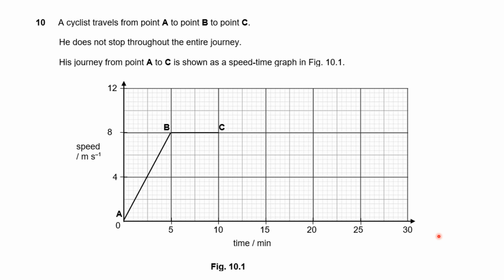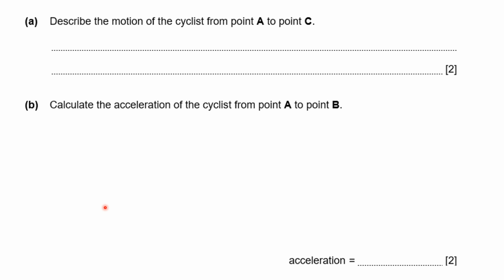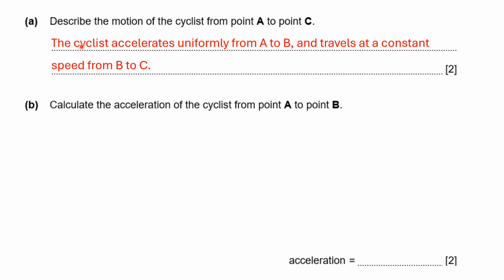Now let's move on to question 10. A cyclist travels from point A to B to C. He doesn't stop through the journey, and you have a speed time graph here. Part A asks to describe the motion of the cyclist from A to C. So how do we describe the motion of the cyclist? We can say that the cyclist accelerates uniformly from A to B and travels at a constant speed from B to C. As we saw just now, it was a straight line and after that a horizontal line.